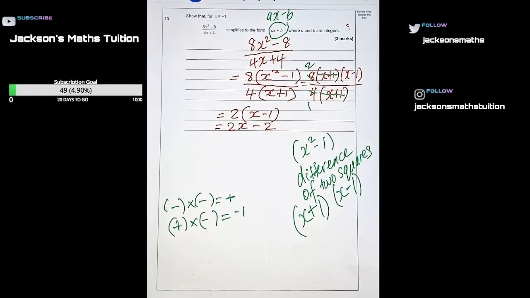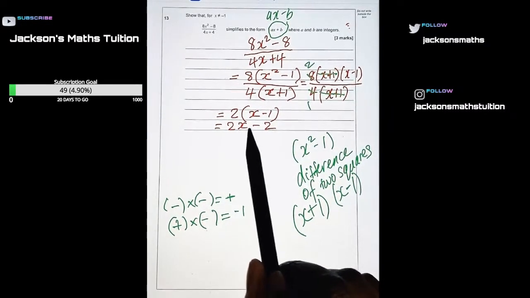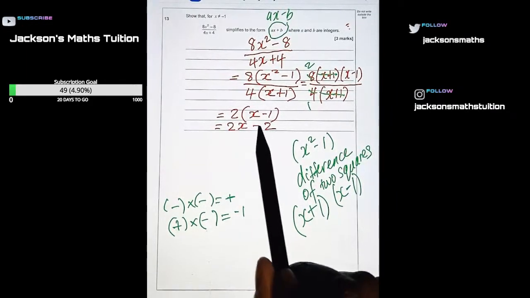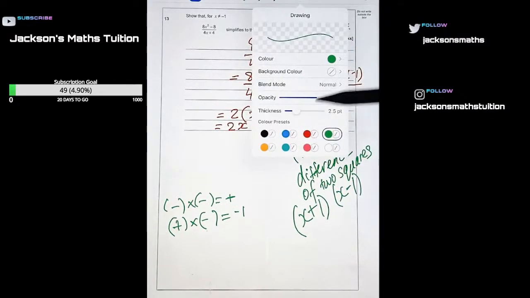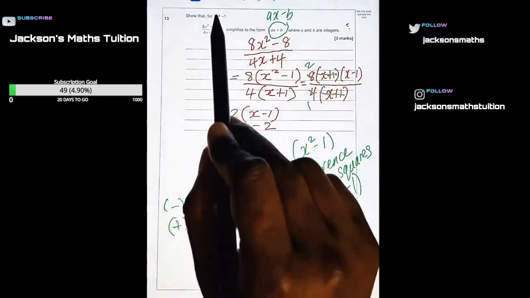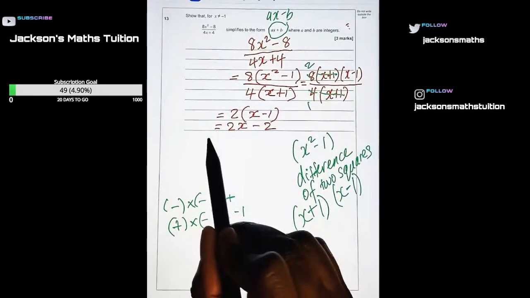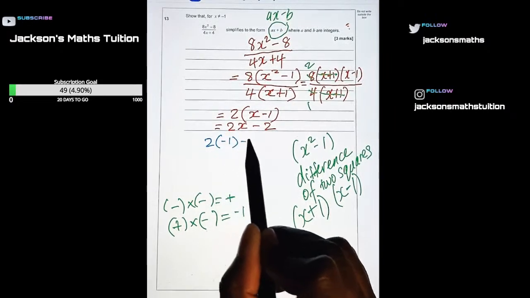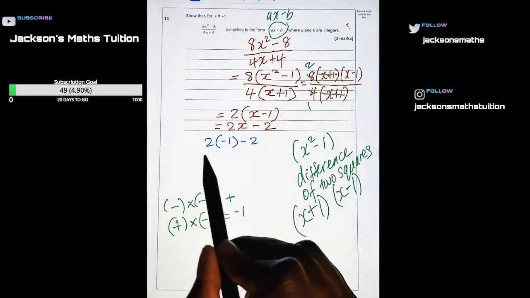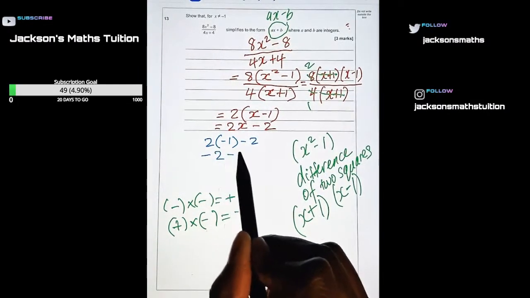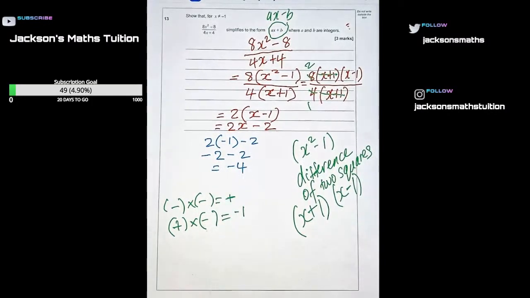So that is it, guys. Now, if that's 2x minus 2, if I input x for negative 1, let's see what happens when I put x for negative 1. If x is negative 1, let's input that. So we're going to do 2 in brackets, negative 1 minus 2. So 2 times a negative 1 is going to be a negative 2 minus 2, which is negative 4. Okay? So this is how you show. That's what they're looking for.